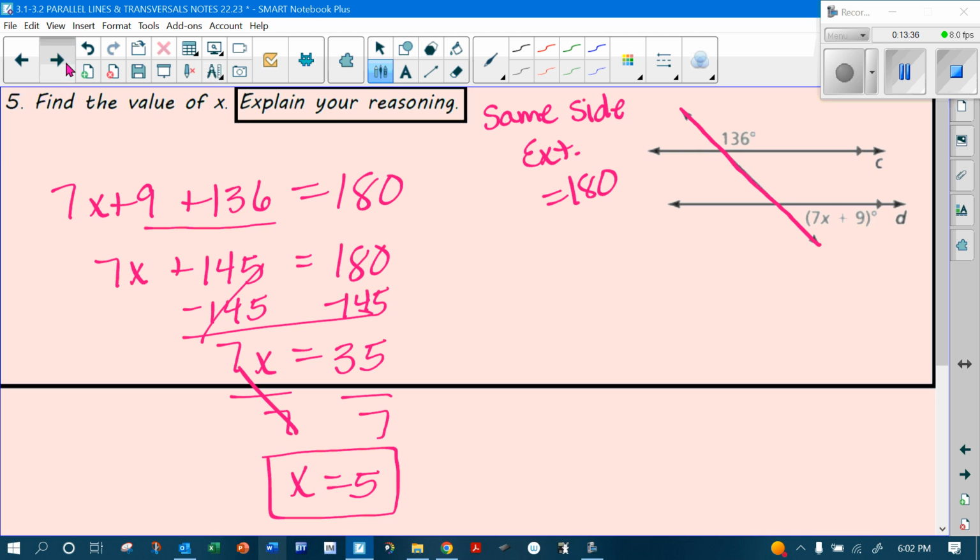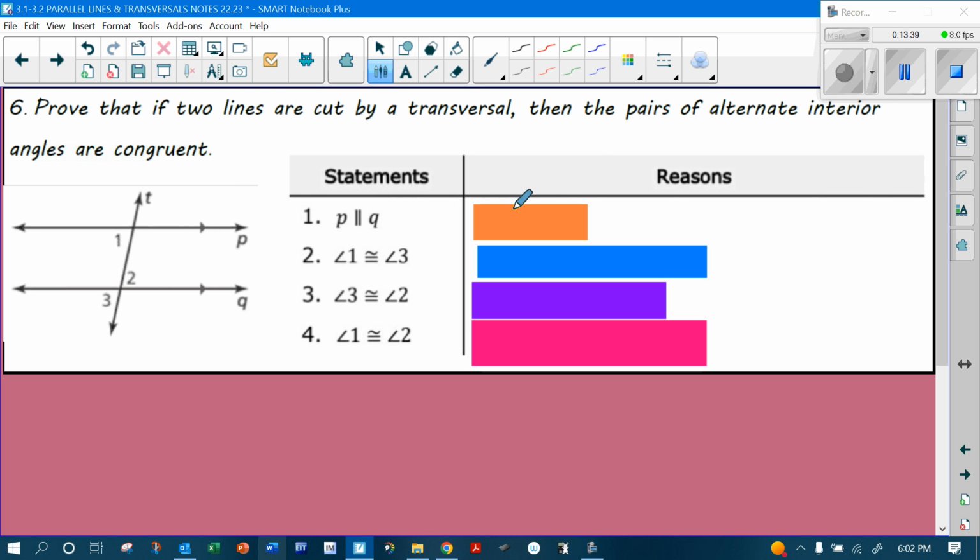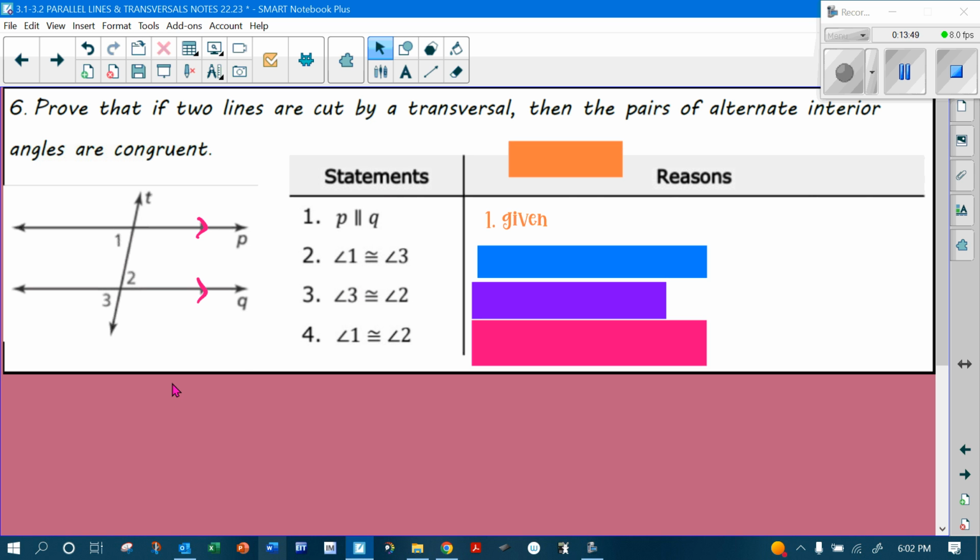All right. And the last one here, we're going to prove. All right, so the first thing I'm going to do is it tells me right here by these little arrows, that's my given. Okay, it tells me that P and Q are parallel. Now, they want me to prove that, it says prove that if two lines are cut by a transversal, then pairs of alternate interior angles are congruent. So alternate interior, they want me to prove that 1 is congruent to 2.